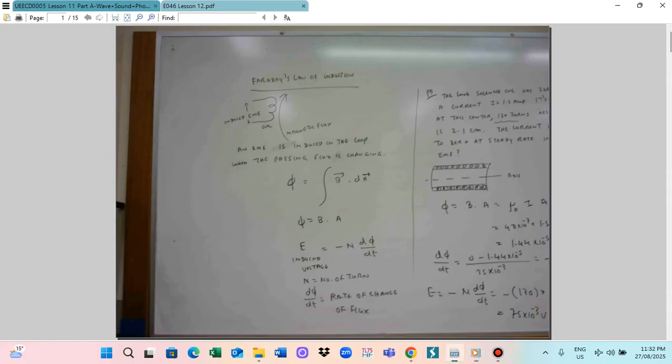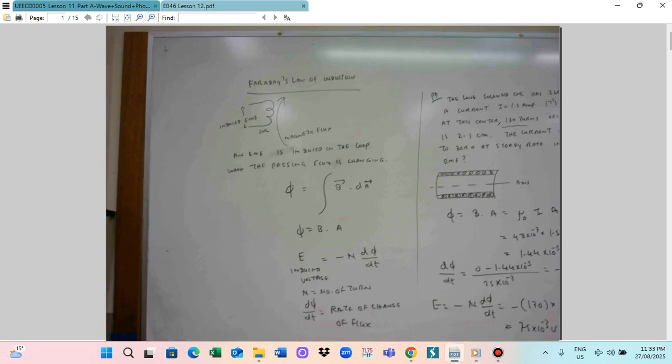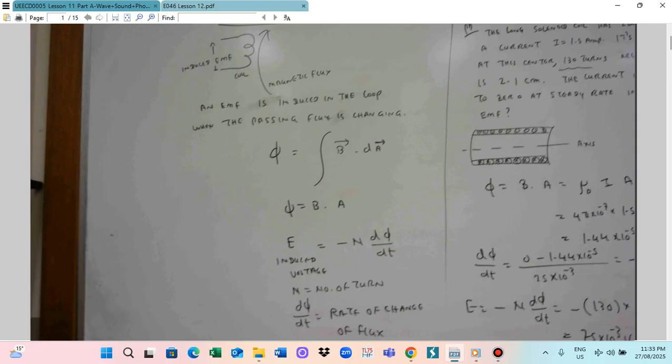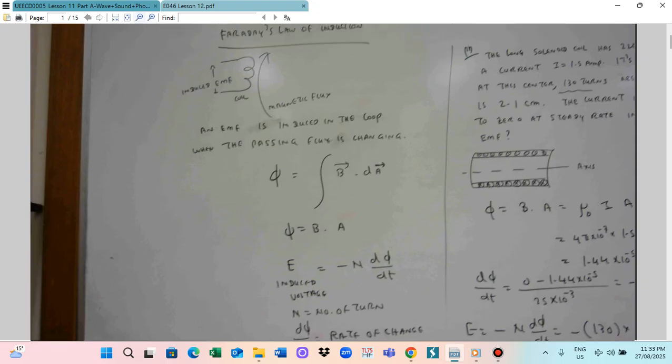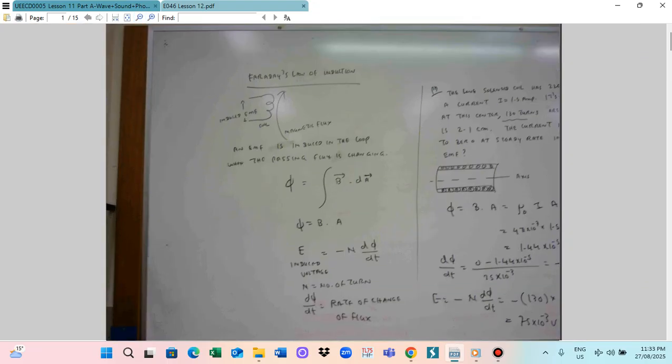So, for the results of induction, the EMF is induced. What is a magnetic coil? The magnetic flux is passing through it. When the magnetic flux is changing, a voltage is induced, and this is the induced EMF. The EMF is induced in the loop when the number of magnetic field lines passing through the loop is changing.